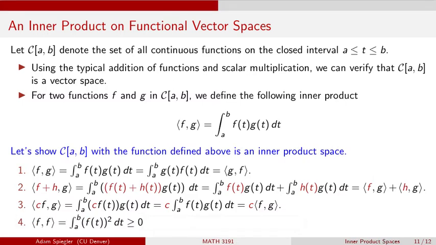And we've got one more property to go, which says if I take the inner product of f with itself, I need to get something which is greater than or equal to 0. So if I integrate from a to b f of t squared, that is a non-negative expression. So if we take the definite integral of a function which never goes below the t-axis, we are guaranteed to get something which is greater than or equal to 0.